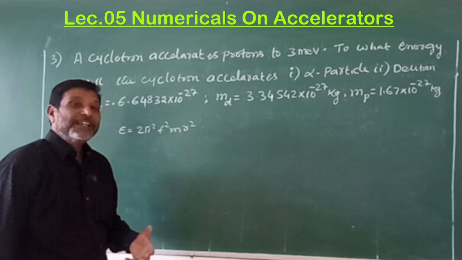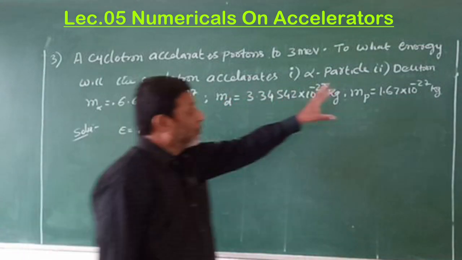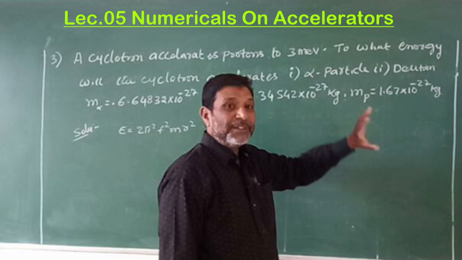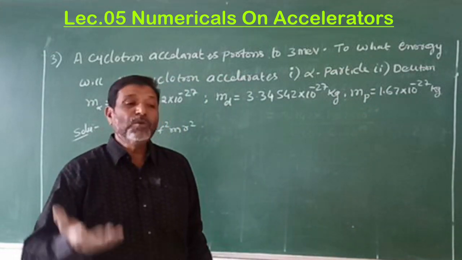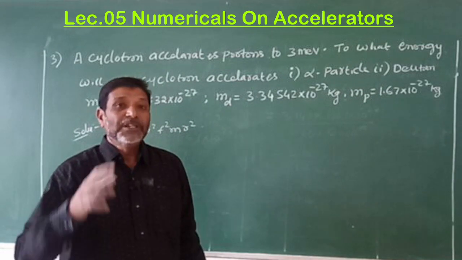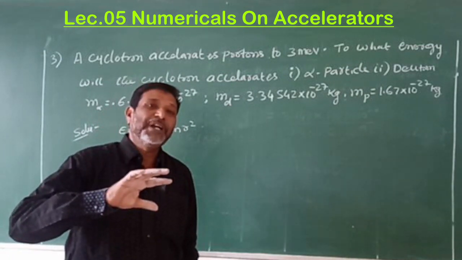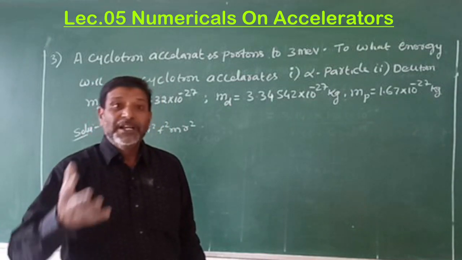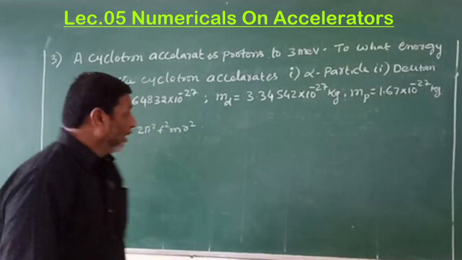And the second thing is that the alpha particle, proton, deuteron, by knowing their masses, how do we find the energy? You must think about what the relation between energy and mass is in a cyclotron, isn't it? Now let us see here.